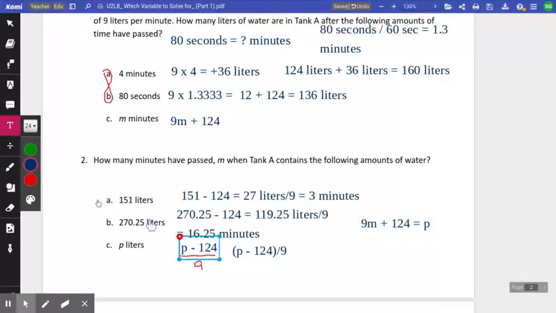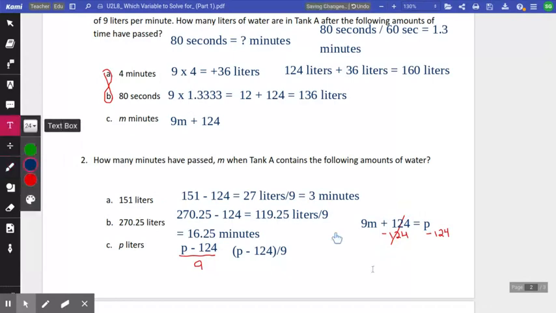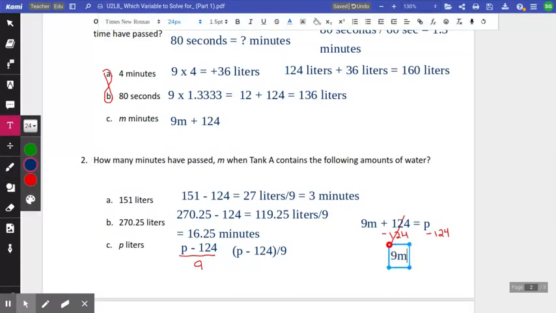Well, if I had this equation, the first thing I would want to do to solve for M would be get rid of that constant, get rid of that 124. So I'm going to come in and I'm going to subtract 124 on both sides. When I do that, what am I left with? Well, 124 minus 124, that's 0. That's nothing. Those cancel out. And so I'm left with, on that left side, 9m, and then equals, on that right side, it says P minus 124. I'm just going to write P minus 124.